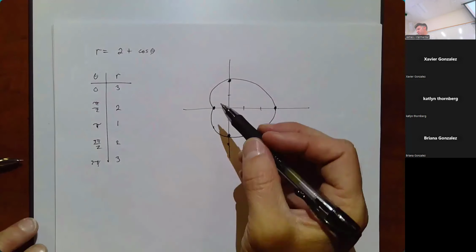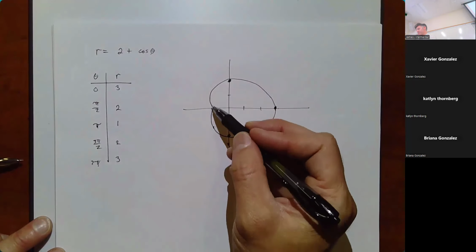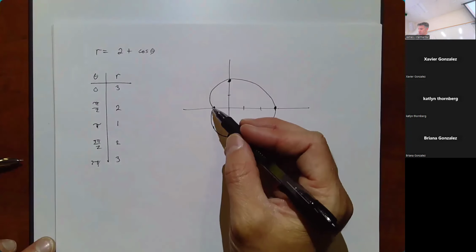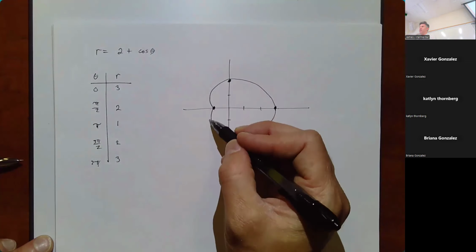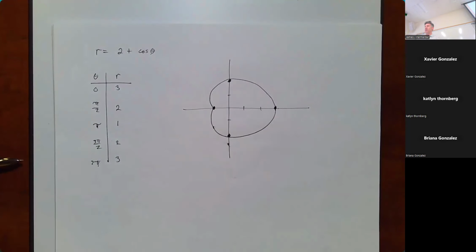And kind of how much, that's what I'm looking for here. I don't really have a good word there. How much indent you have there is really not something that's easy to know without doing more detailed graphing. But yeah, that's all I really want to say about the cardioid for now.